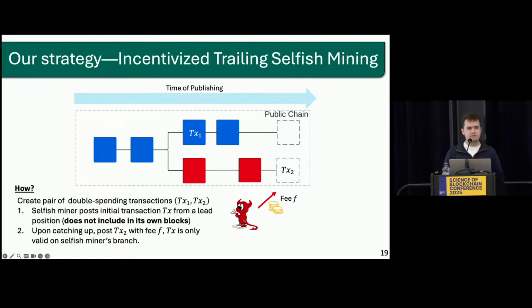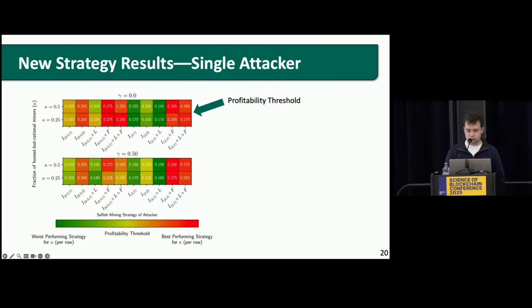So later on, if trailing and then eventually catching up, they can post a second transaction, spending the same currency to a third account they also own. And here the difference is they will additionally attach a high fee. As this is double spending, only transaction 1 or transaction 2 will be valid. And here transaction 2 is only valid on the selfish miner's branch of the chain. The fees attached here can incentivize rational miners to adopt this branch to be able to include transaction 2. So with all this in mind, I now just want to touch on a couple of results.